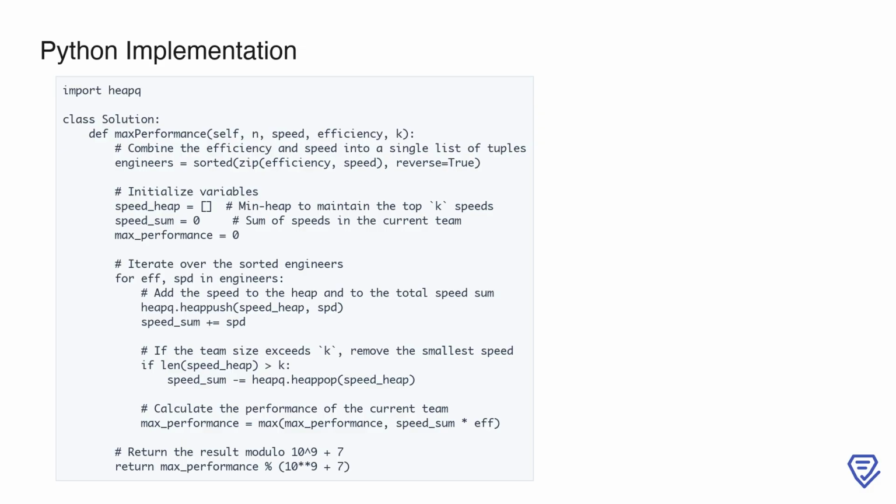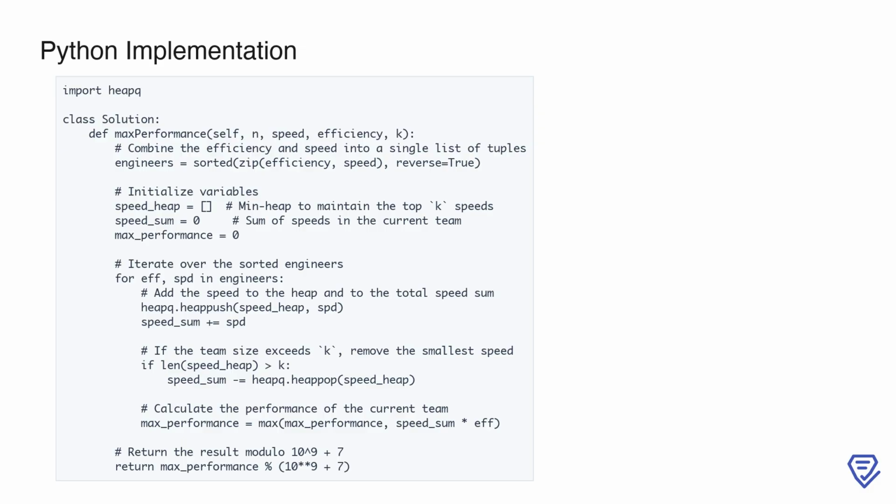Explanation of the code. 1. Input preparation. The efficiency and speed arrays are combined into a list of tuples, and sorted in descending order based on efficiency. This ensures that we always consider higher efficiency engineers first, which is critical for maximizing performance. 2. Min-heap for speed maintenance. A min-heap, speed_heap, is used to maintain the top k speeds. The heap allows us to efficiently remove the smallest speed when the team size exceeds k.